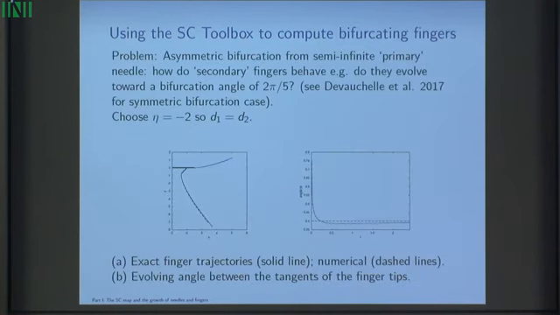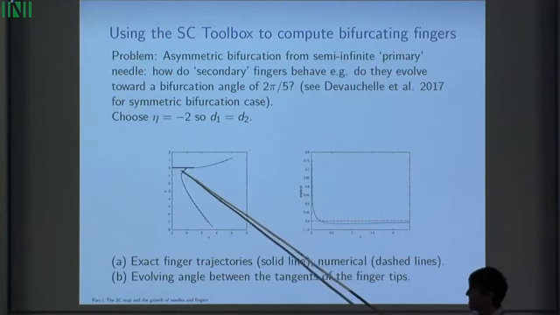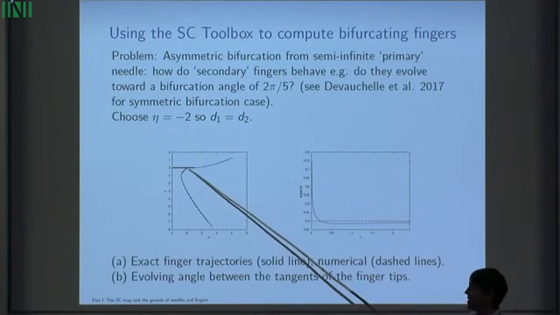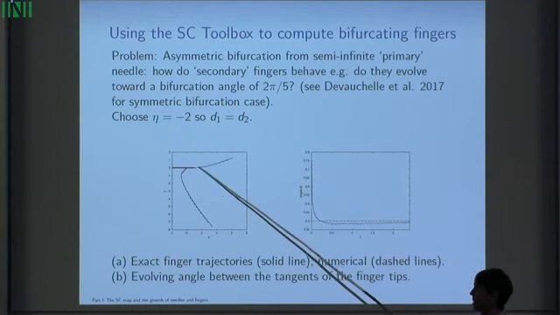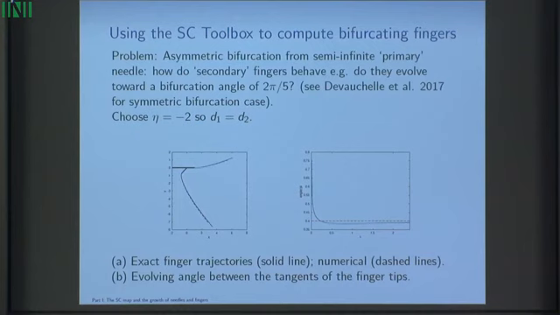So let's do a problem which we can do only via this method, as far as I know. We can't do it analytically. So suppose we have an initial bifurcation. This dark line here is a semi-infinite needle. It's bifurcated into some angle. One part of it's still going straight on, and we've got a little side branch here in boldface. And we want to compute the evolution of that small perturbation. How do those 2 fingers evolve over time?